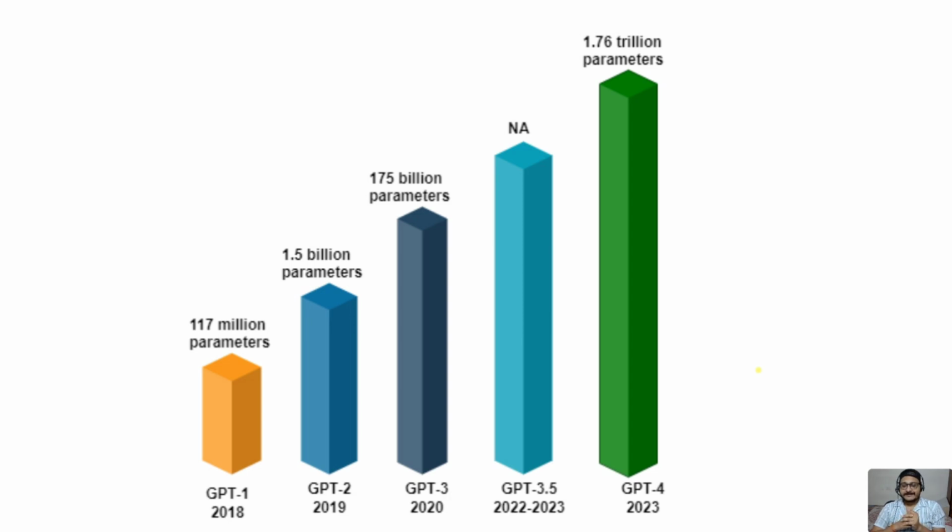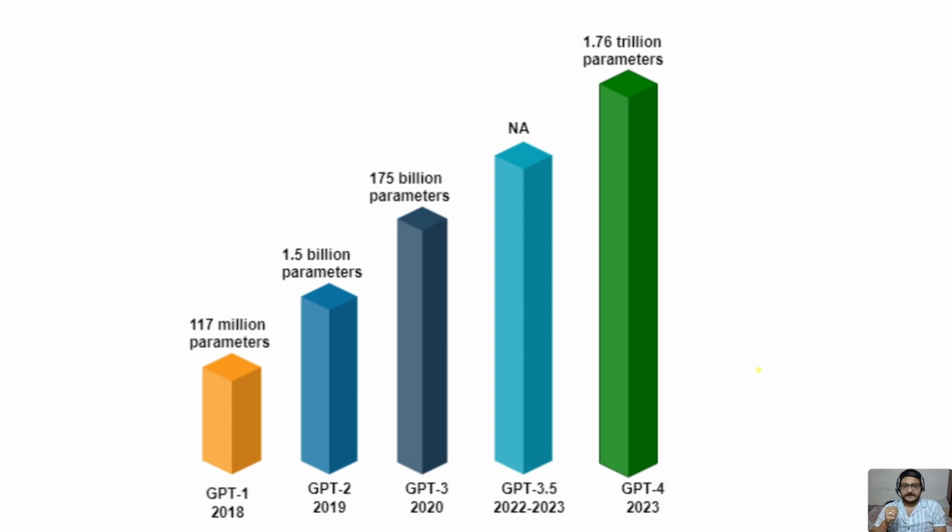The in-between version is not officially released because there is no documentation or published document. It is basically an iteration between 3 and 4, which was GPT-3.5, and that was launched between 2022 and 2023. There is no official documentation about how many parameters it has, but it is somewhere between GPT-3 and GPT-4: more than GPT-3 and less than GPT-4. That's why I have written NA, not available.